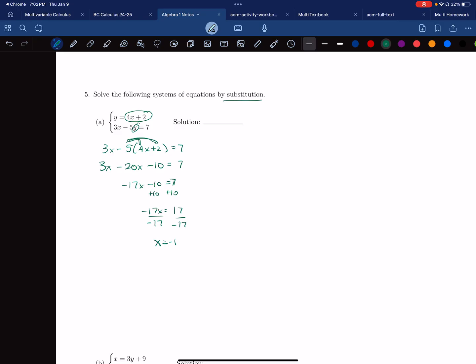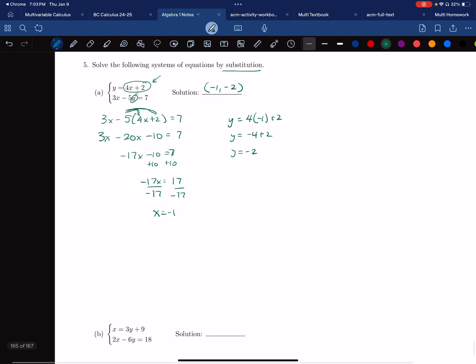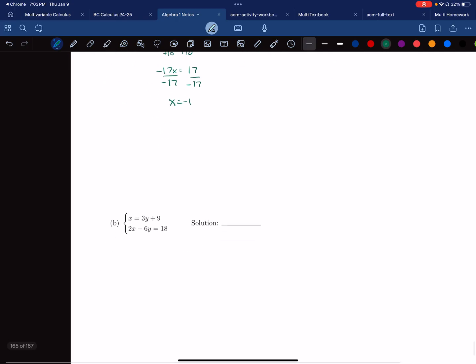Then I need to go find the y value. So I'm going to say, okay, y is equal to 4 times -1 plus 2. I'm using the top one because it looks easier to work with. So I get y is equal to -4 plus 2. So y is equal to -2. My solution is -1 comma -2. And I can check that. It's 3 times -1 minus 5 times -2. Does that equal 7? Let's see, that's -3 plus 10 is equal to 7. That checks out. Cool.